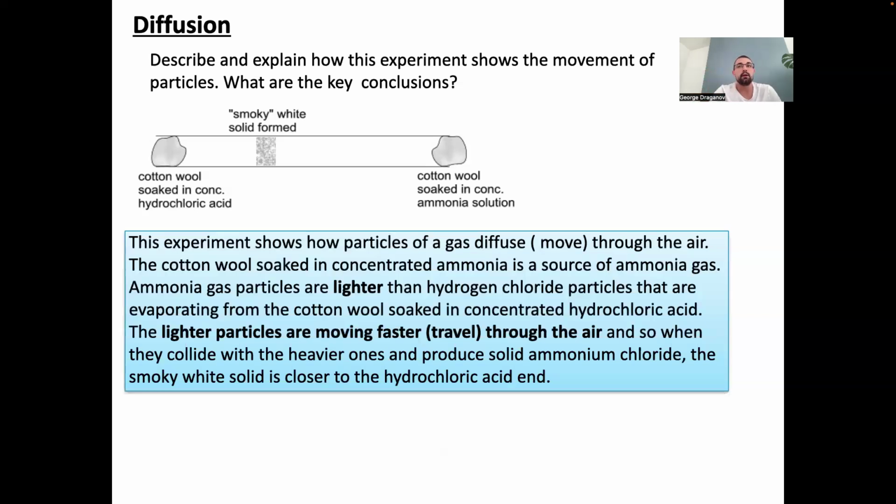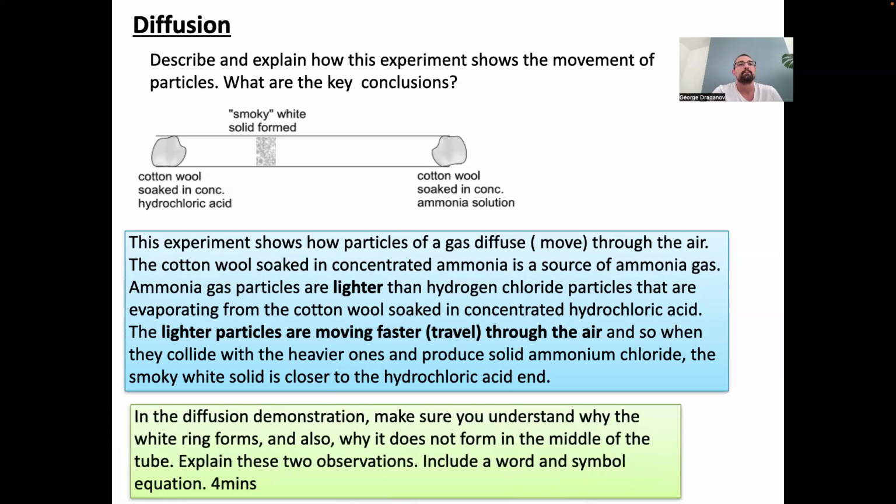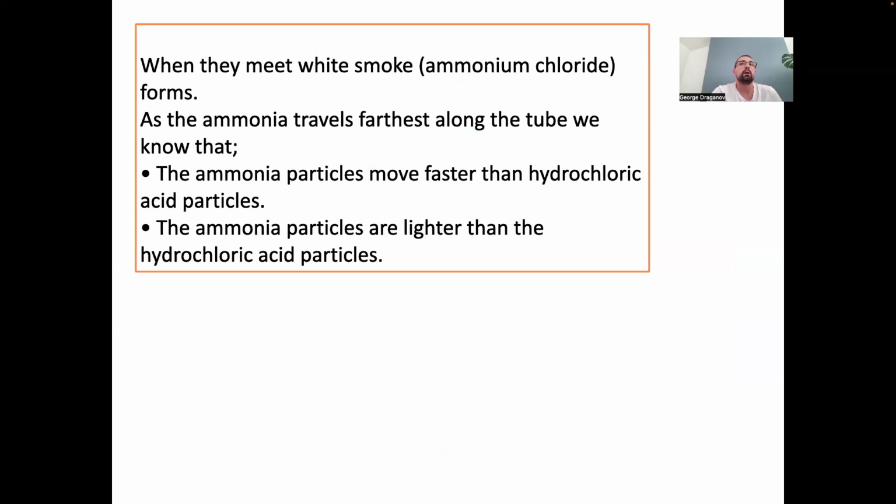If you imagine you had a very fast sprinter, Usain Bolt, at the ammonia solution end, and you were on the other end, if you both start running towards each other at the same time, then obviously the faster sprinter will get closer to you, would have traveled the further distance in the same amount of time. Okay. When they meet, a white smoke, ammonium chloride, forms. And these are the key points. Ammonia particles are lighter and move faster.